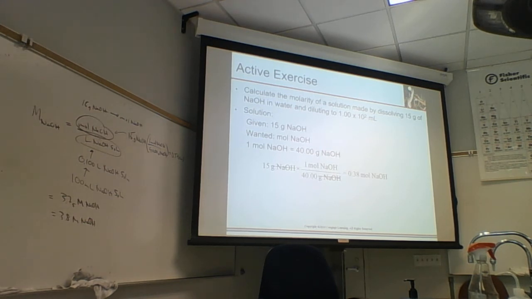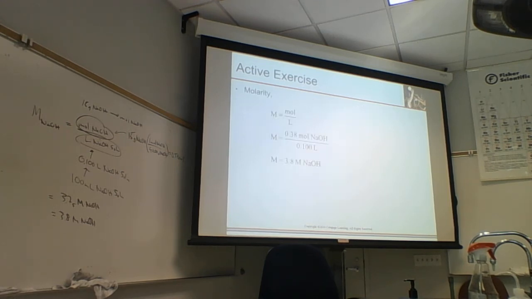So first they calculated the moles of sodium hydroxide, and then they calculated the liters of sodium hydroxide solution, and then just took the moles divided by the liters to get the molarity. So there are 3.8 molar sodium hydroxide.